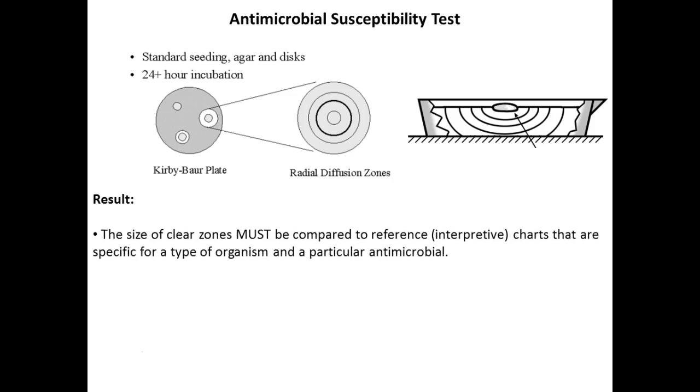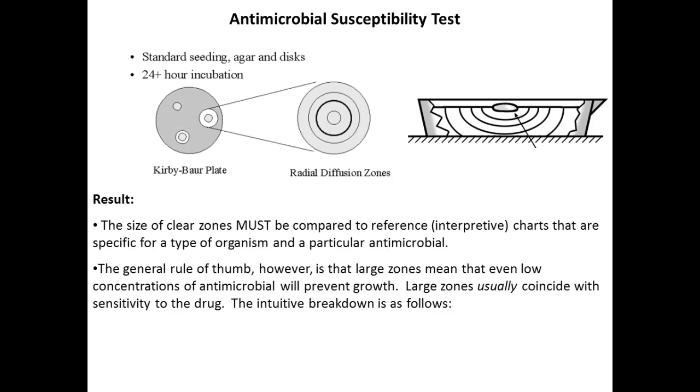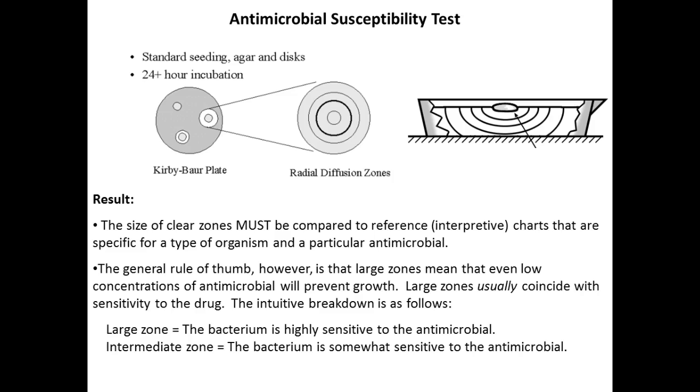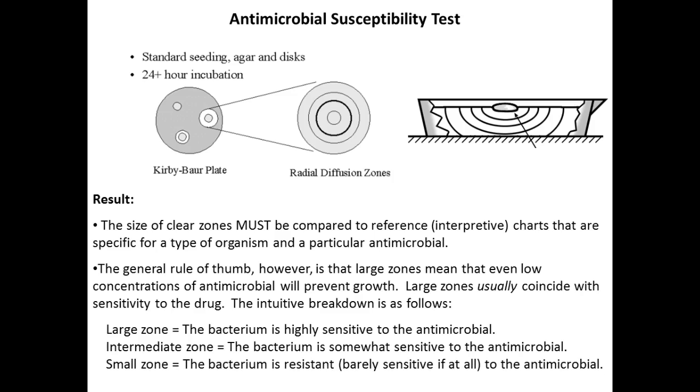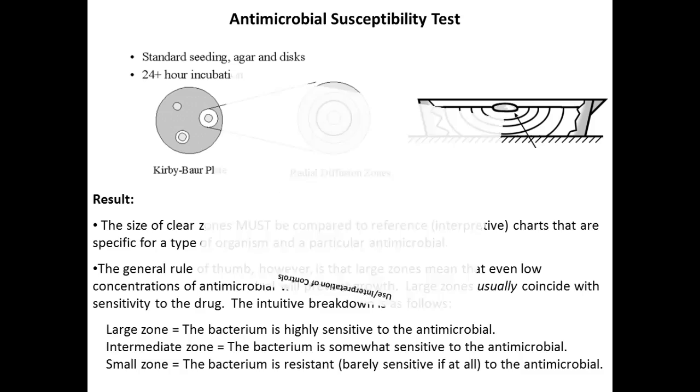So it diffused out, right? We had those clear zones that we measured. You must use the interpretive chart. We will provide you with the chart, right? But usually a large zone will mean it's sensitive, but you still got to measure it, right? Intermediate, somewhat sensitive. If there's a small or no zone, it's probably resistant. But again, you would measure these to determine.